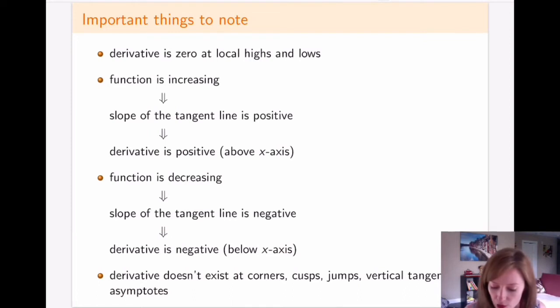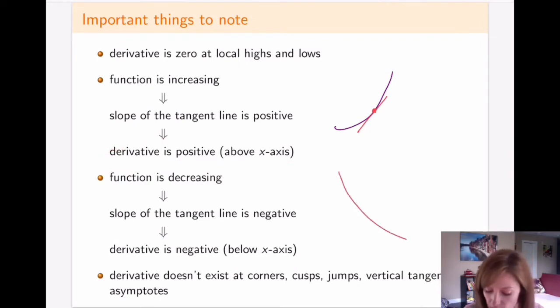But the other two important points to note is that if the function is increasing, let's say like this, then of course if I were to draw a tangent line anywhere here, it would have a positive slope, which means that the derivative itself is positive at that point and hence lies above the x-axis.